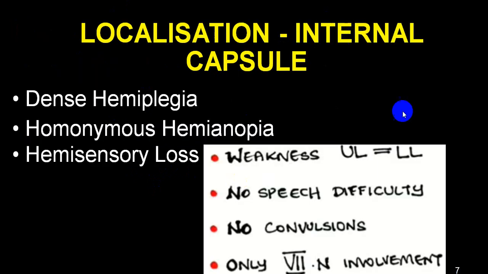And we already mentioned in the internal capsule, you will have a dense hemiplegia, no aphasia, but the person can have dysarthria, no convulsions, and he will have upper motor neuron facial and upper motor neuron genioglossus involvement. With involvement of the thalamocortical fibers, that will give rise to hemisensory loss, that is hemianesthesia, and with the optic radiation involved, homonymous hemianopia on the opposite side. So, say if there is a right side internal capsule damage, it will be a left side homonymous hemianopia.